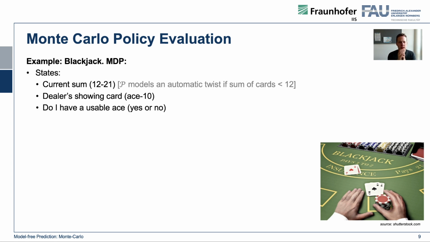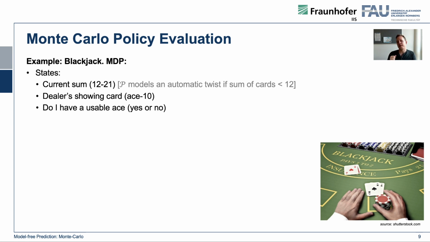Okay, so let's maybe formally describe what the state space looks like. The state space is the current sum of your hand. We define the current sum of your hand to be between 12 and 21, because we assume that if your sum is below 12, we just model an automatic twist, so you will never see a sum of cards that is below 12.